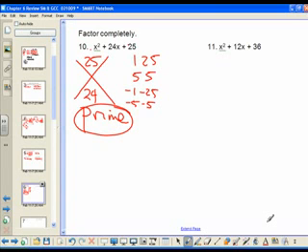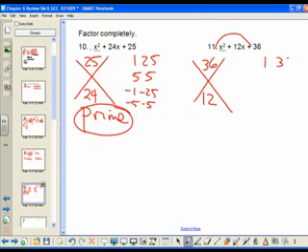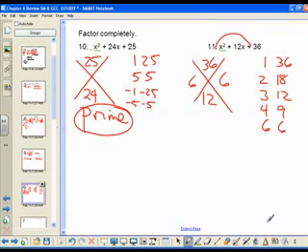This one, can I factor out anything? Yeah. I cannot factor out anything. There is no common factor except 1. 1 is the only common factor there. So now I do my factors of 36 and 12. So I have 1 and 36, 2 and 18, 3 and 12, 4 and 9, 6 and 6. So I have 6 and 6.